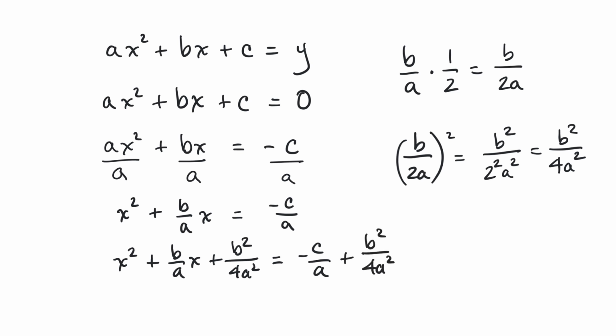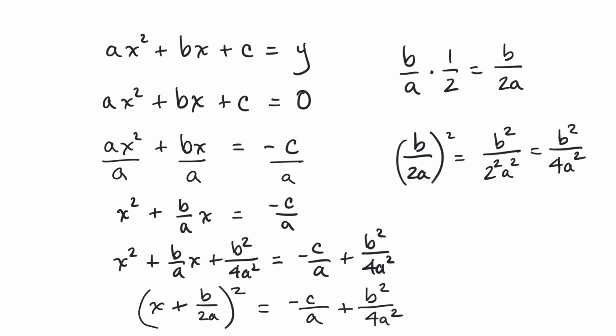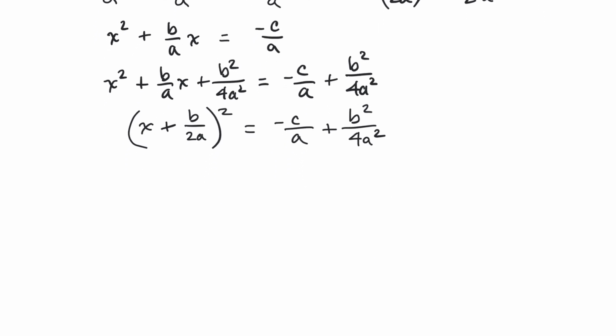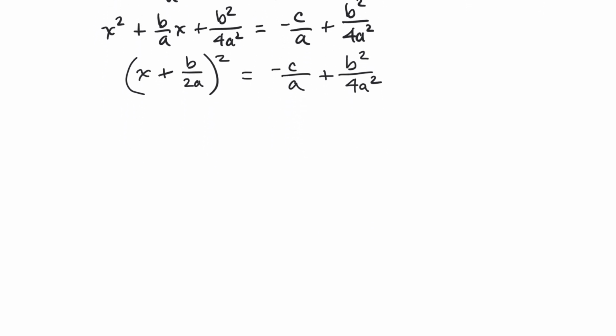Just like that. Okay? Now, because we've purposefully made it a perfect square trinomial, we can write it as the square of a binomial, okay? And so that would be x plus b over 2a, quantity squared, and that'll equal whatever is on the right here. Just like that. Okay, we need a little bit more space here. So we've got this so far. And so what we can do is take the square root of both sides.